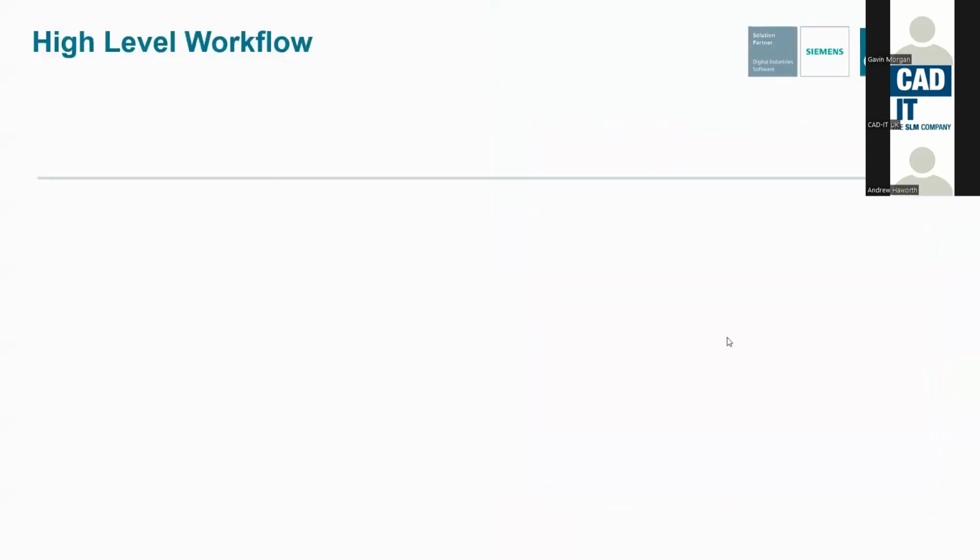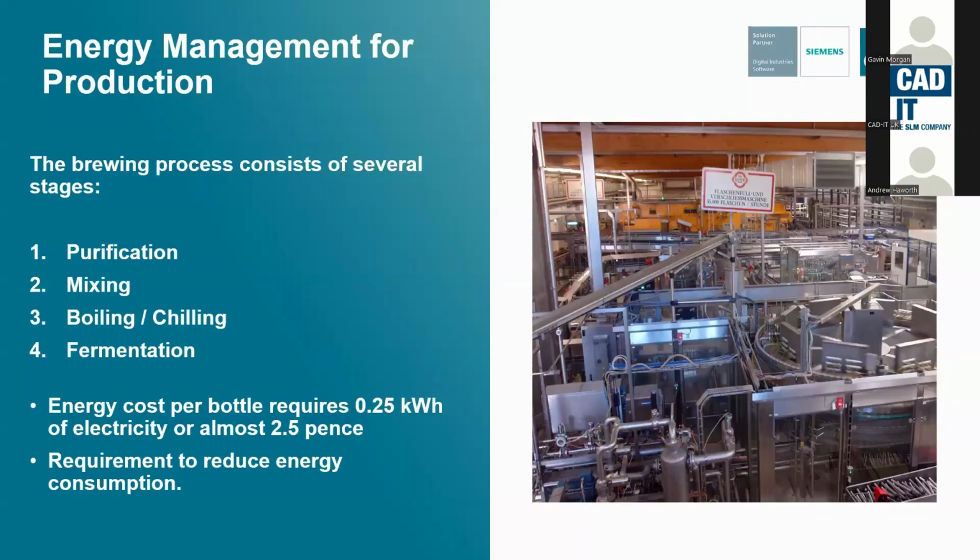Okay, so what we have here is a brewing process that consists of several stages, and the brewery handles several complex process steps before finishing the beer product, which is filled in bottles at the end. So the water is purified, it's mixed with malt, liquid is separated, and hops are added, etc. And then finally, the production goes to fermentation tanks for a few days or weeks, following which it is filled into bottles. Now, in this example, the production of one bottle requires 0.25 kilowatts of electricity, or almost 2.5 pence, assuming average industrial electricity prices.